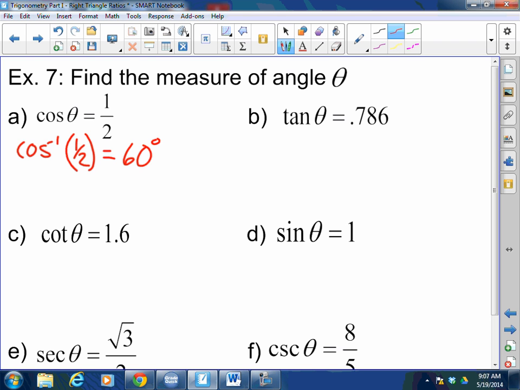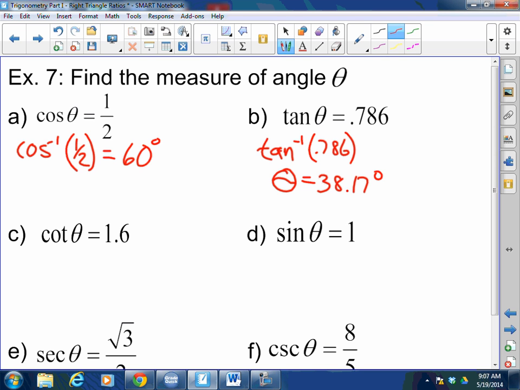Tangent of theta equals 0.786. I want to find that theta. So, inverse tangent of 0.786. What does that theta equal, gentlemen? 38.17 degrees. Done.